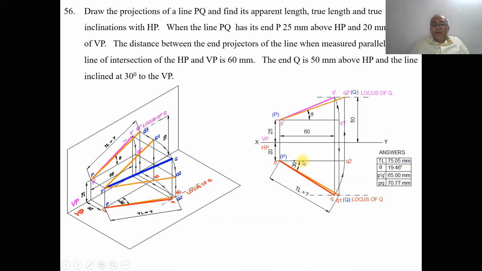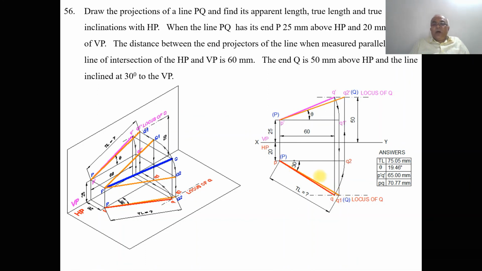So from P, using the protractor, you measure an angle of 30 degrees in the clockwise direction and draw an inclined line such that it cuts this end projector here. You mark this point as Q1 and then draw a dash dot line parallel to the XY line. You mark this point as capital Q in bracket, and this is the locus of Q. So join P and Q1 with a line a little thicker than the XY line.